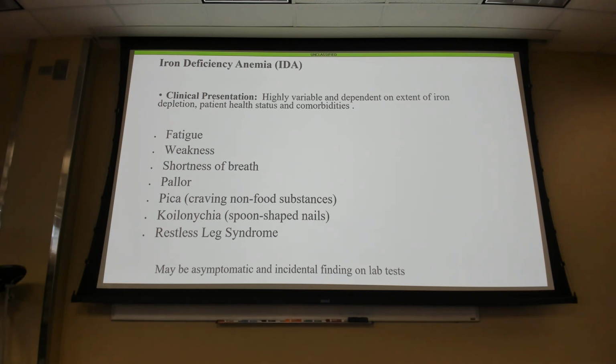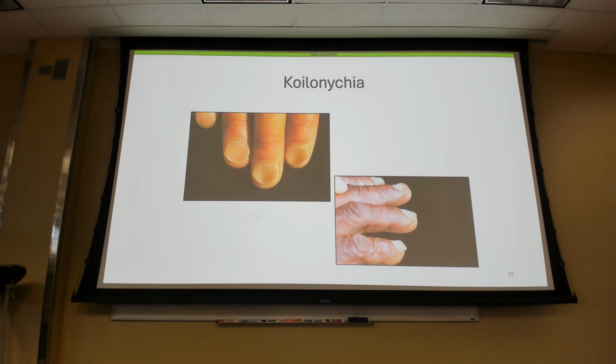Pica, we talk about koilonychia. What's koilonychia? That spooning of the nails. And then restless leg syndrome, they don't know why this is exactly, but iron deficiency anemia has been associated with restless legs. And then at the bottom it says there, yeah, maybe asymptomatic. There it is. There's your classic koilonychia.